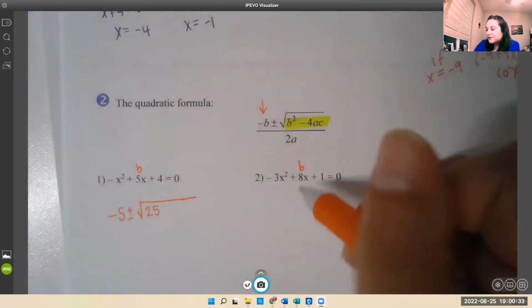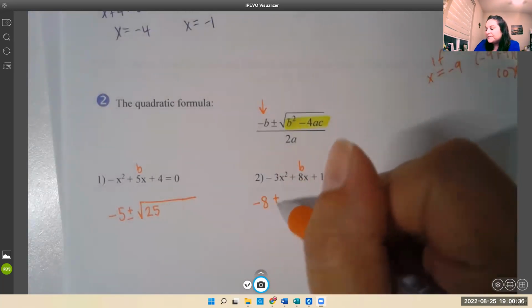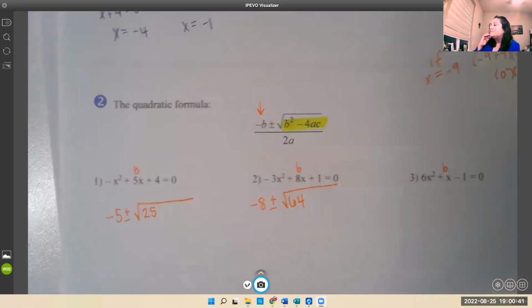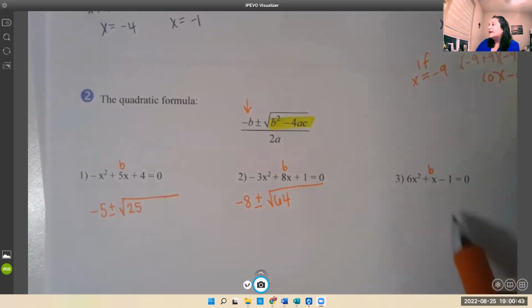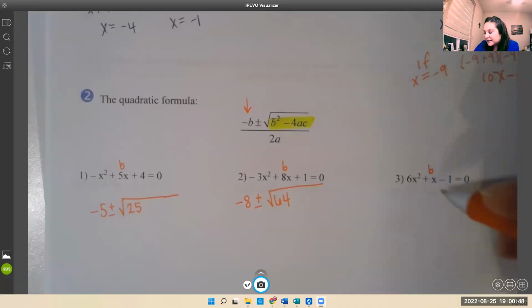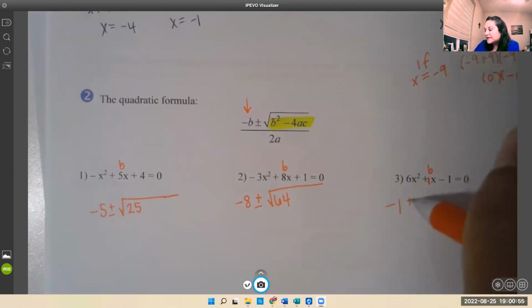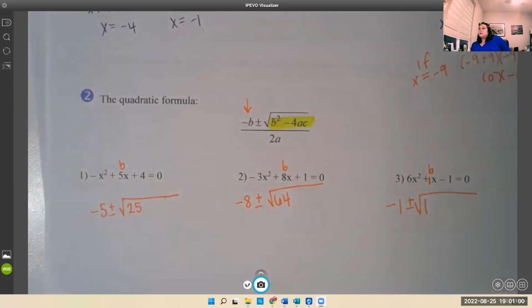This problem number 2 has a positive 8, and so if I started using the formula, it would be negative 8 plus or minus, then I'd put a 64 right there, right? And then this last one is the b is 1 when you don't see the number there. And it's a positive 1, and so I would start with negative 1 plus or minus the square root of 1 squared, which is 1. I chuckled a little bit because I wanted to give you a negative b value, but it looks like I didn't do that. I'm sorry.